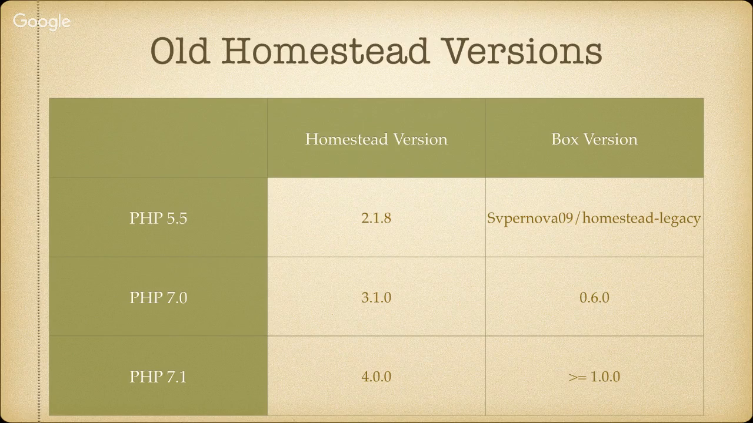If you want to use PHP 7.0, you can get 3.1 and then use the box version 0.60. If you're using VMware, it's box 0.61. That'll give you PHP 7 support. If you want to go with PHP 7.1, you need to use at least version 4 and any box version greater than 1. You can see we fixed some of our semver problems, because historically Homestead hasn't been semantically versioned. Now it is, so it's a little easier to understand what's compatible with what.